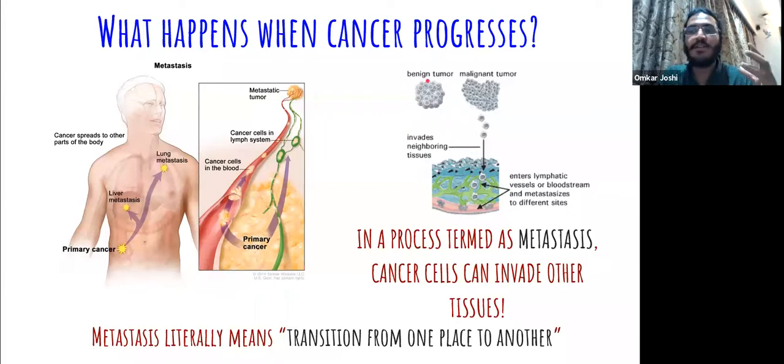But a benign tumor versus a malignant tumor, as I told you initially, a benign tumor will not invade because it probably does not have so many mutations to develop these properties. A malignant tumor will invade neighboring tissue. It will enter your lymphatic vessels, bloodstream, and eventually colonize a different site. This is the basics of metastasis.